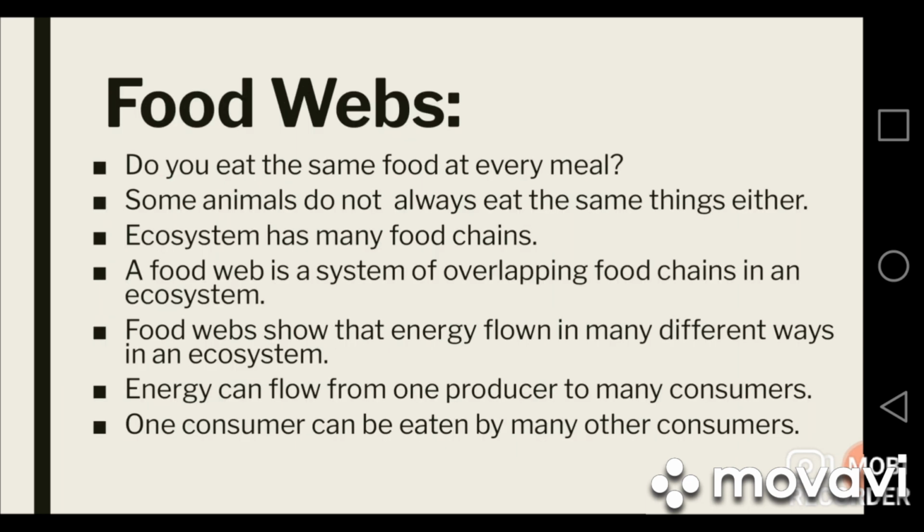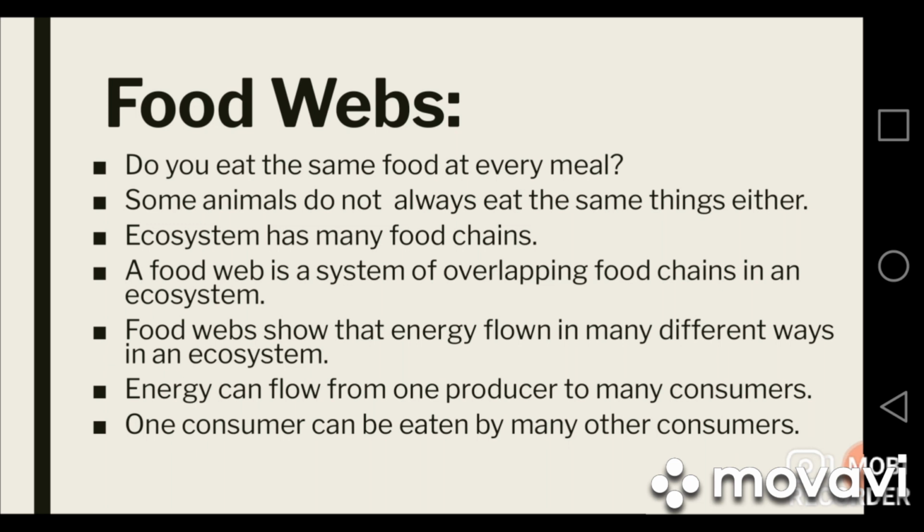First of all, we will discuss what food webs are. Do you eat the same food at every meal? Obviously, you do not eat the same food at every meal. You eat different kinds of food. Similarly, the animals do not eat the same kind of food every day or every time. They can eat different types of food.